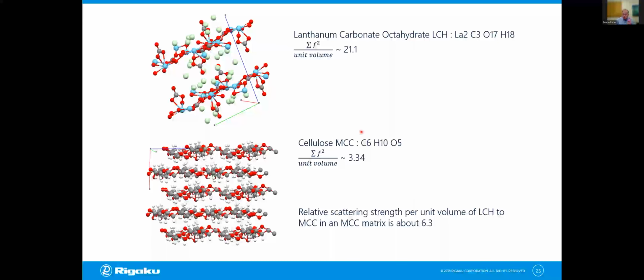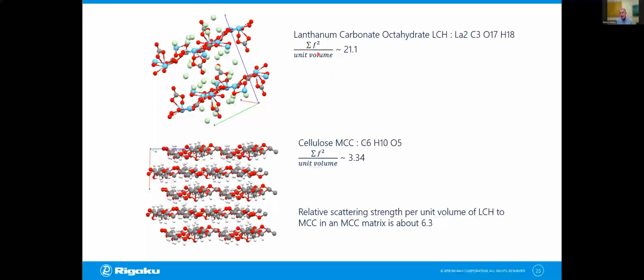So let's go on to look at a much more complicated example, a very complex example. And this is a mixture of lanthanum carbonate octahydrate with cellulose. Essentially, the way I look at this is that cellulose is like the amorphous matrix, and we're mixing lanthanum carbonate octahydrate into that matrix.